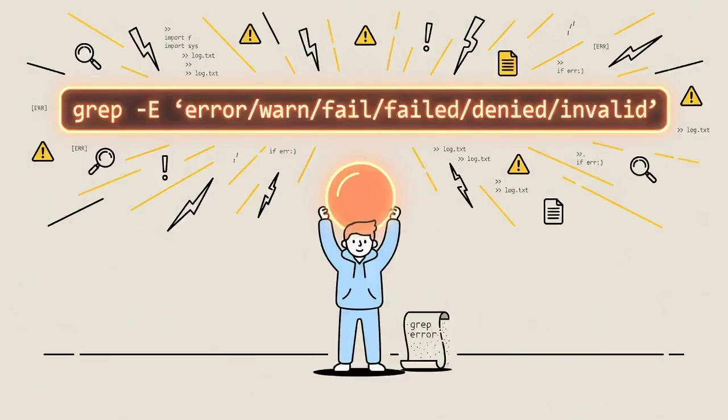Your baseline incantation, grep error, catches the obvious but misses the rest of the failure vocabulary. Power it up with extended regex and a synonym roster. grep -E 'error|warn|failed|denied|invalid'. The -E flag turns on alternation so the pipe operator becomes a logical or across every failure flavor in your logs.